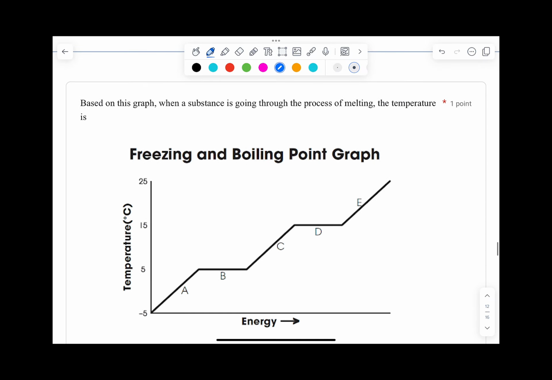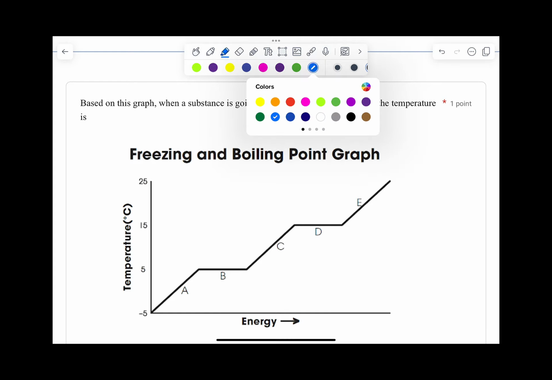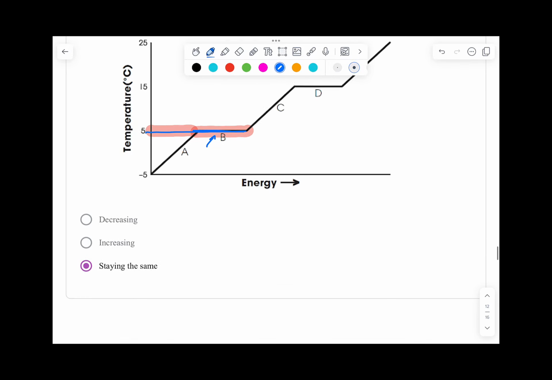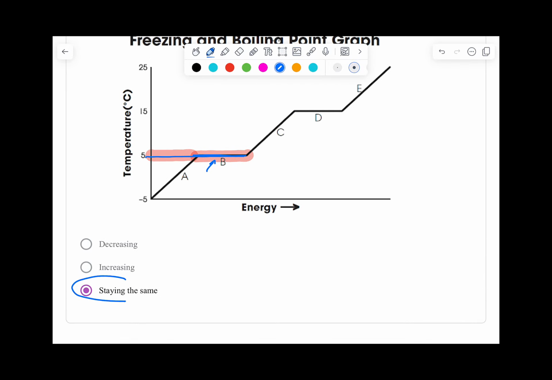Next question. Based on the graph, when a substance is going through the process of melting, what is the temperature doing? Well, melting takes place right here. I'm going to find a blue so I can show you melting and freezing. If we are melting right along this line, we're not showing a temperature change. If it's 5 degrees, that is that line right there. As long as we continue to add thermal energy and our phase is changing, we are not seeing any change in temperature. So our temperature is staying the same.